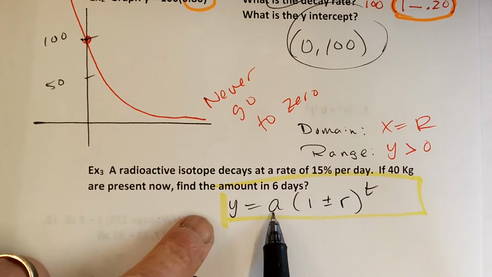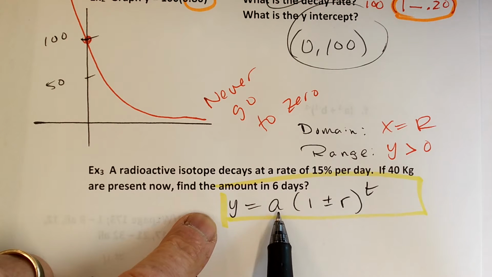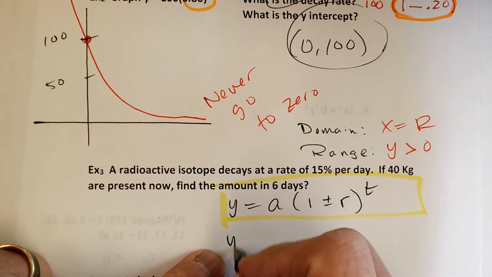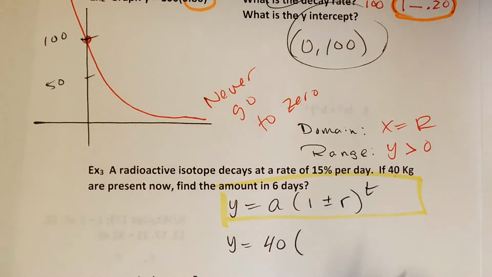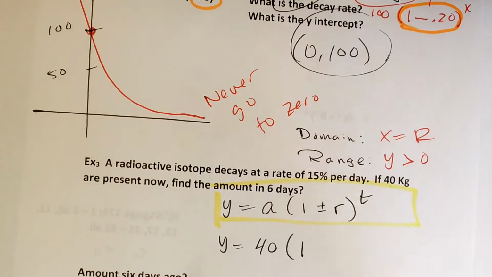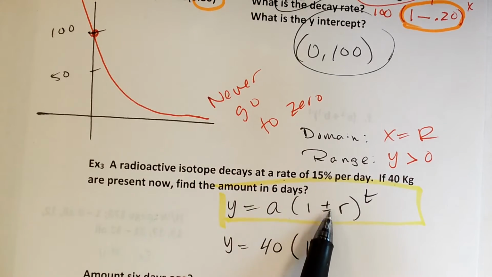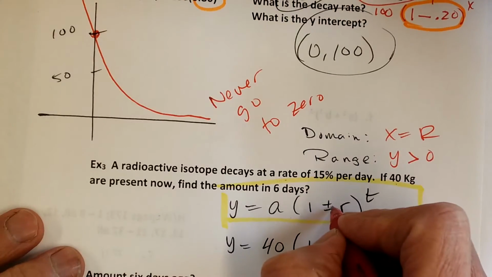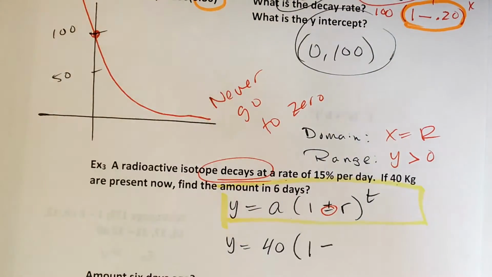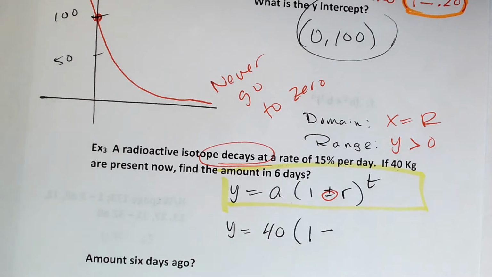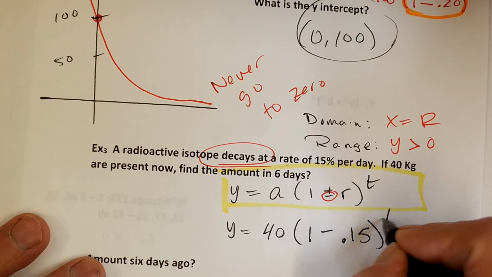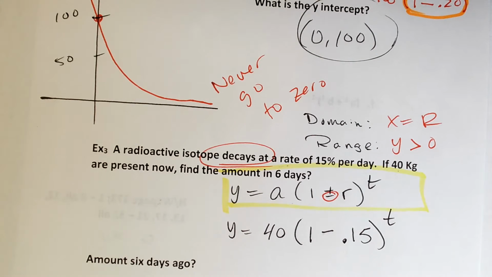And then what we know is A is always the beginning amount. So that's our beginning amount. That's our 40, okay? So I'm going to write y equals 40 times 1. Now, is this increasing or decreasing? Well, it decays, right? So I've got my plus or minus. We're going to go minus because in this example, it's decaying. It's dropping, right? So we're going to lose 15%, 0.15 per day. So t is per day, okay?